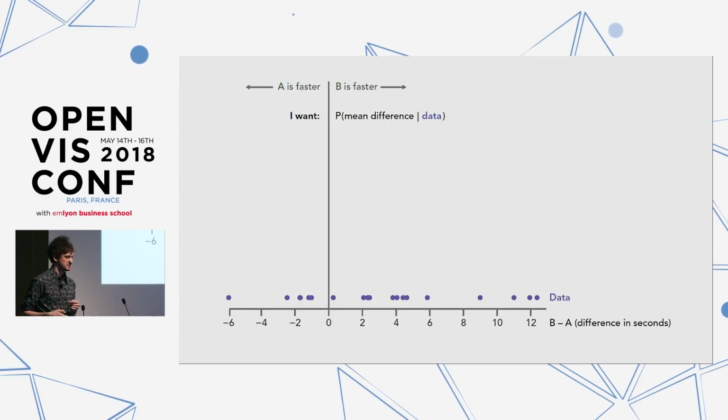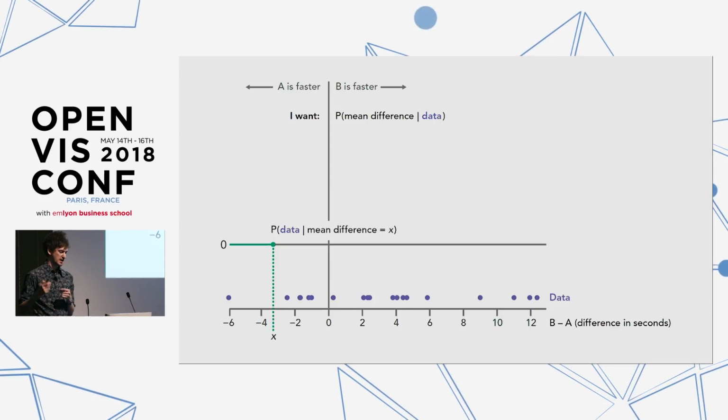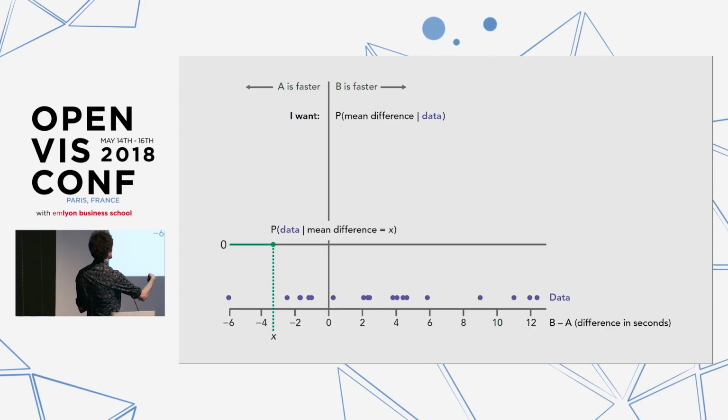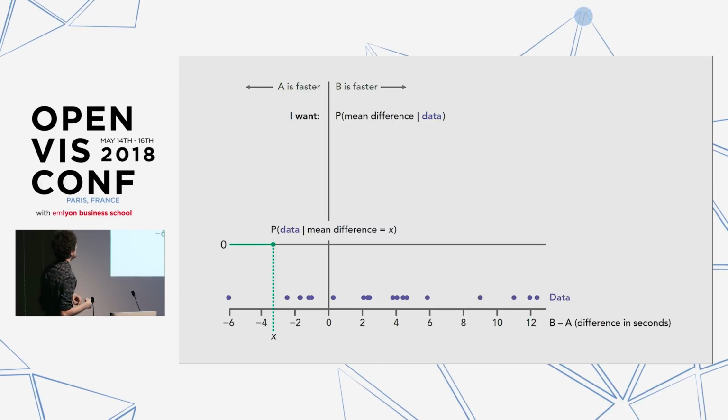And of course, any card-carrying frequentist statistician will tell you you can't do that. So what we're going to do instead is figure out the probability of seeing this data given various different possible mean differences between these two. So I'm going to wander along this space and ask, for every possible mean difference between these two treatments, what's the chance of me seeing a sample that looks like this?